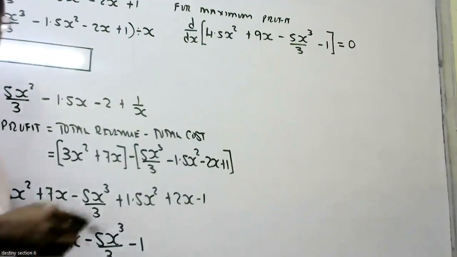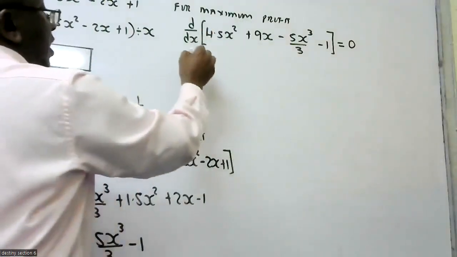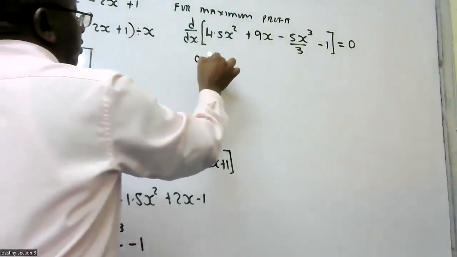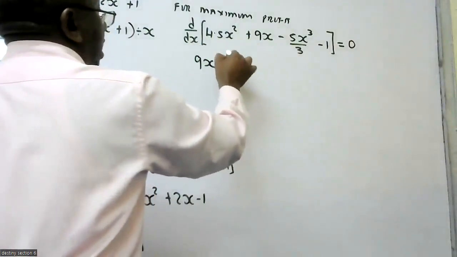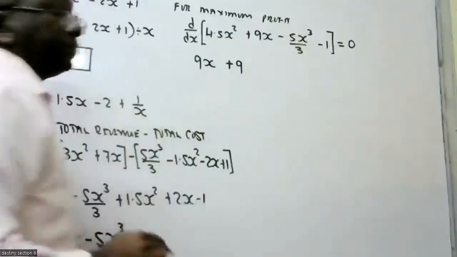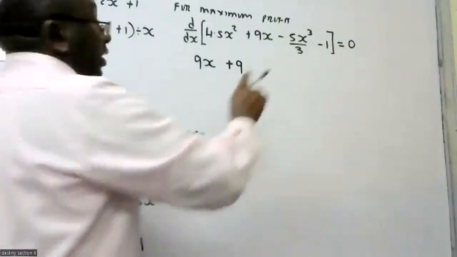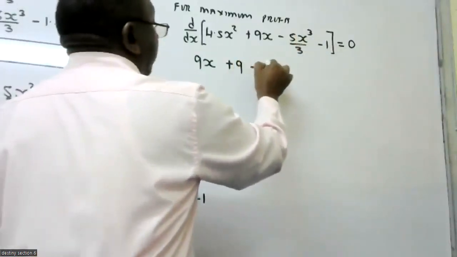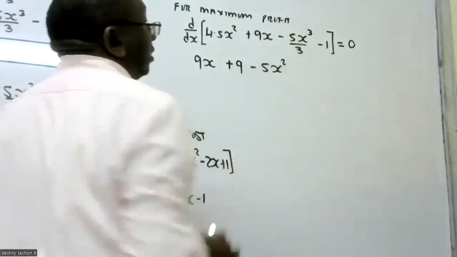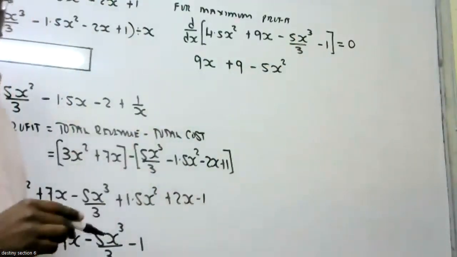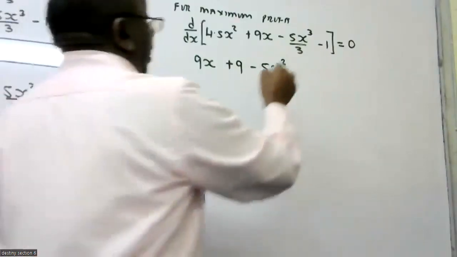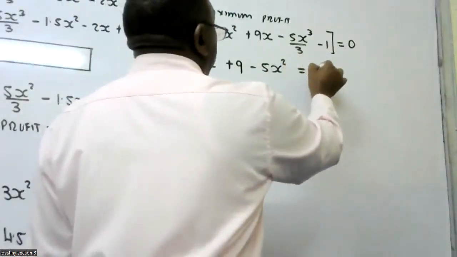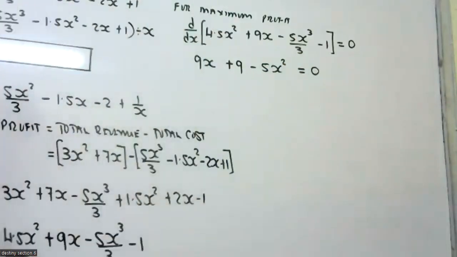So in doing that, this 2 multiplies here, we get 9x. Then this one gives minus 9. Then these 3 come and cancel here, so you achieve a minus 5x squared. That one disappears, and then we are left with 0.